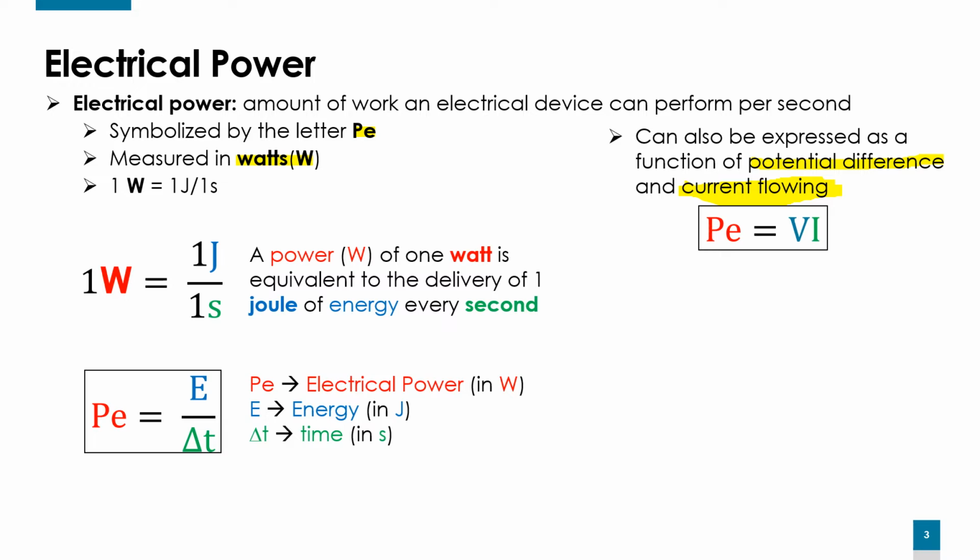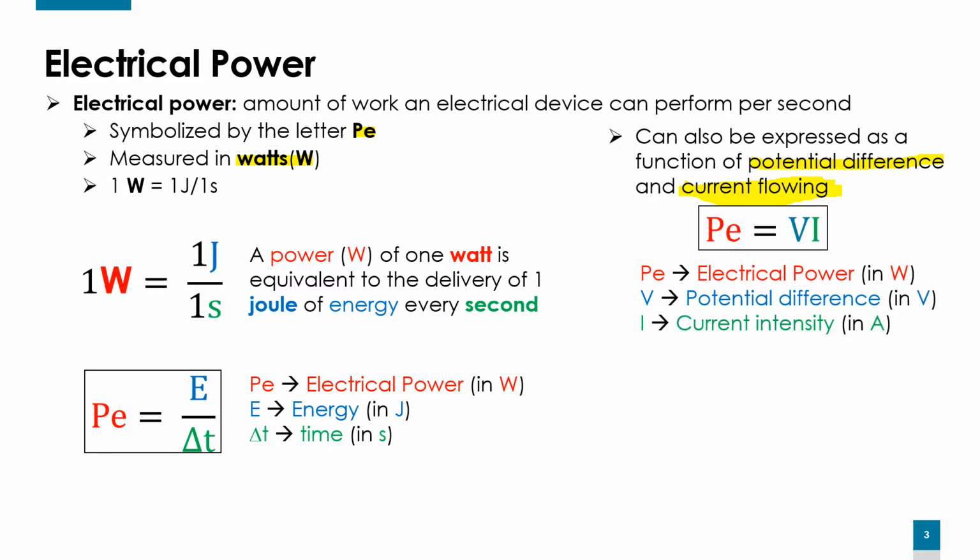So electrical power, P, is equal to potential difference times current: P = V × I. P in this equation is electrical power that we measure in watts, V is the potential difference that we measure in volts, and I is the current intensity that we measure in amperes. 1 watt is equivalent to 1 volt times 1 ampere.